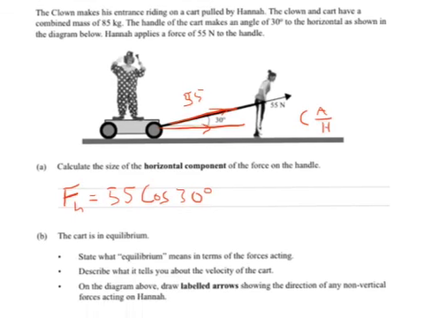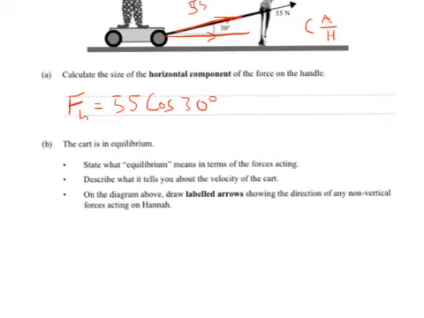Anyway, B. The cart is in equilibrium. State what equilibrium means in terms of the forces acting. The sum of the forces is equal to 0. That means the net force is 0. That means all of the up forces and all the down forces cancel, all the left forces and right forces cancel, all the forward and back forces cancel. 3 dimensions. And if you're also considering torque, the sums of the clockwise and anti-clockwise torques are 0 too.